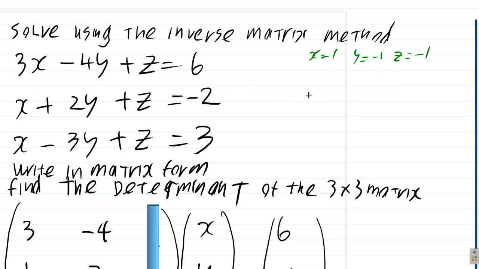Let's work it out for equation 3. X is 1, so it's 1 minus 3 by y, which is negative 1, plus z, which is negative 1. So this will be 1 plus 3 minus 1. 1 minus 1 is 0 plus 3. So it does work. So you see, x is 1, y is negative 1, z is negative 1.